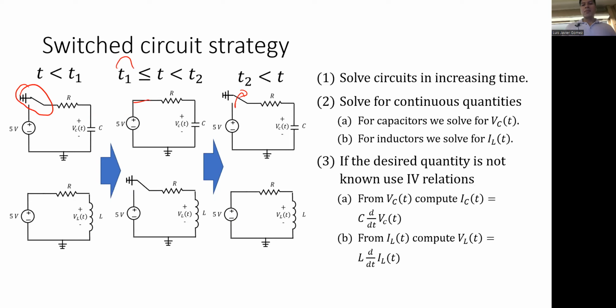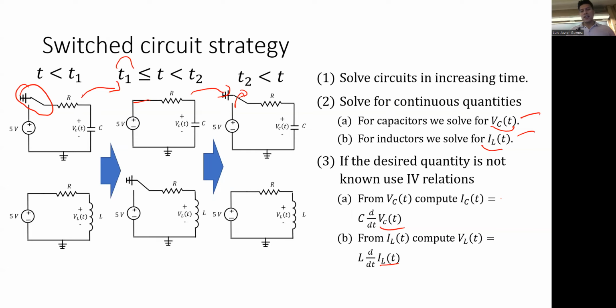And now we're going to look into how to solve these circuits. In general, we're going to solve them in increasing time, starting from the earliest time to the later time in a stepwise way. And each time we will solve for the continuous quantity. In the case of a capacitor, we will solve for the voltage across the capacitor. And in the case of inductors, we will solve for the current through the inductor. These two things are continuous because in the IV relations, they exist under a derivative. Okay, so that's the general strategy.